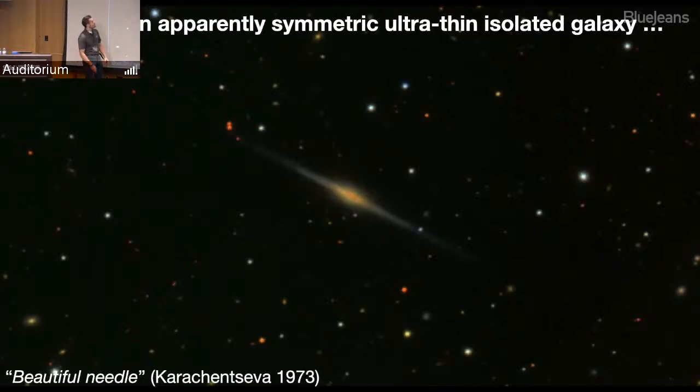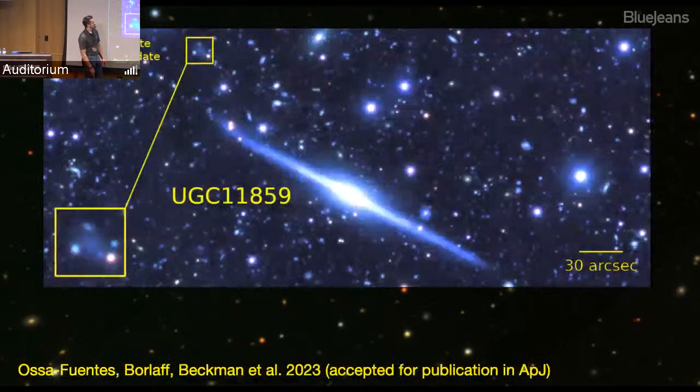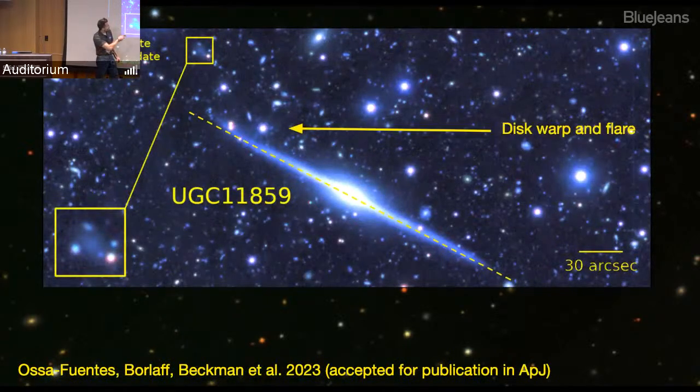Even galaxies like this one, that is apparently an ultra-thin isolated galaxy. This is the work of one of my students, a beautiful needle galaxy. It presents, believe it or not, a warp in that region, and one of the possible culprits is this satellite galaxy pulling the material from the outskirts to the north in this image.